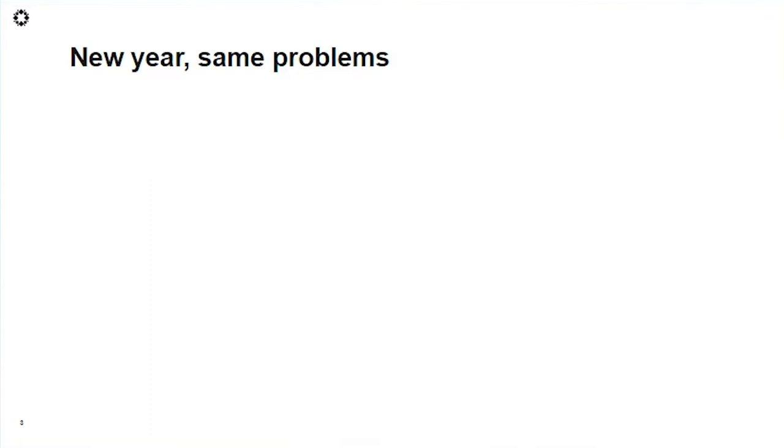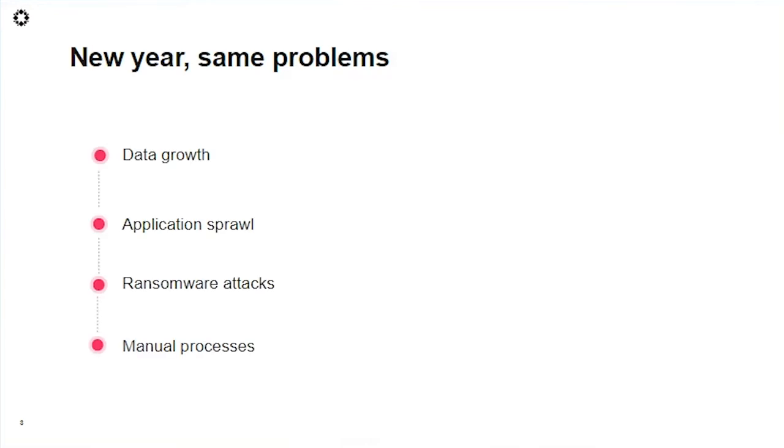So it's a new year, but we have the same problems we've had for quite some time. We've got all these things going on with data growth, application sprawl, just tons and tons of data in more and more locations and applications running in more locations and ways than we've ever had before. We also have the extreme uptick that we've seen over the last year or so with ransomware attacks, which was already a big threat, but it's gotten even worse.